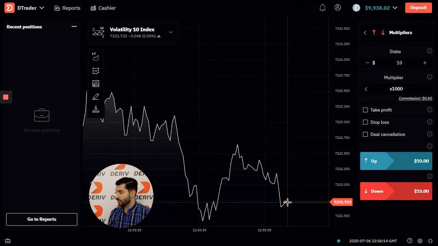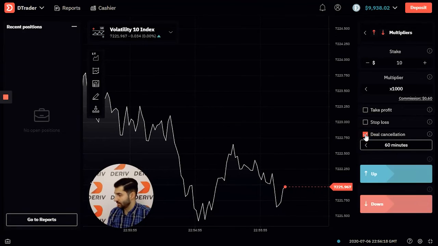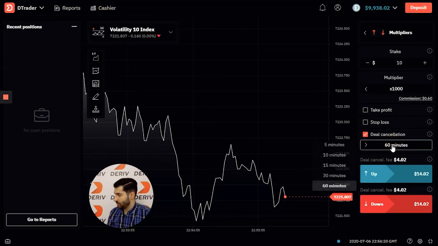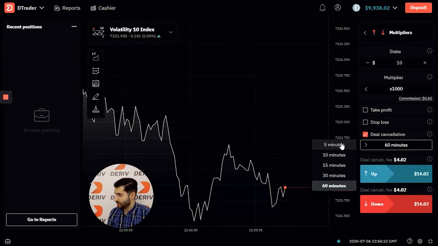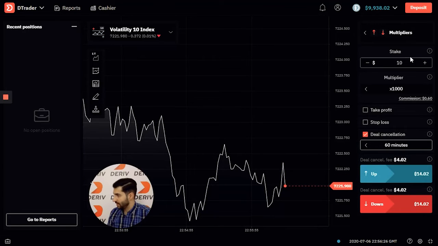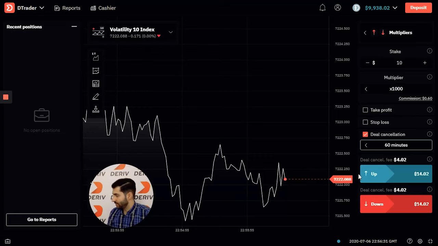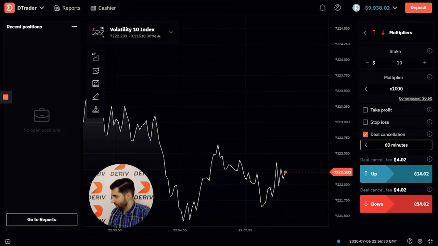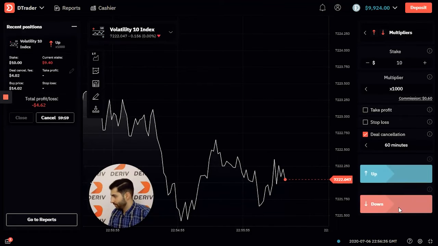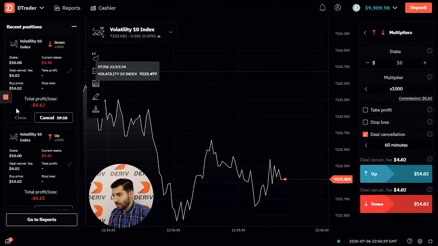Right, so in order to make use of the deal cancellation feature, you have to select this checkbox there. This is where you can look at the different durations ranging from 5 minutes to 60 minutes. We'll just select the default 60 minutes. We'll leave our stake at $10 and our multiplier at 1,000, and we'll just purchase two opposite contracts, one up contract and one down contract. There they are over here.